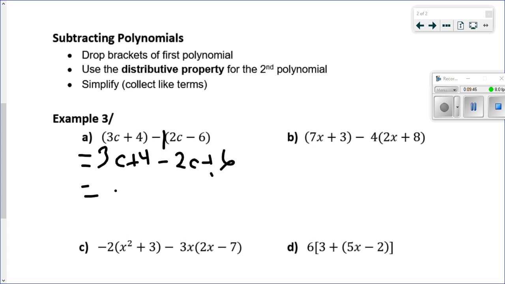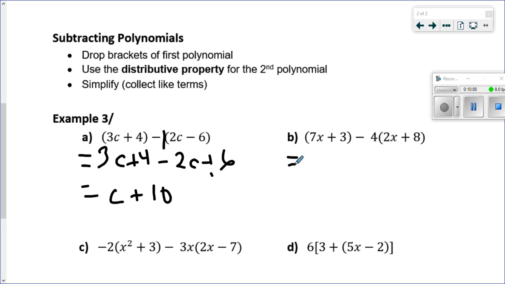3c minus 2c is just c. 4 plus 6 is plus 10. How did I know it was a plus? Because 4 plus 6 is a positive 10. My favorite refrain, a plus sign is a positive sign. A positive sign is a plus sign.